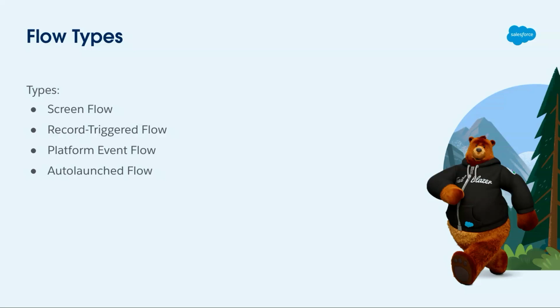There are also different flow types. You can cover front-end problems with screen flows. Also, you can handle different processes, like with platform event flows. Or there could be autolaunched flows, which are dependent on time. And basically, you can operate on the records with the help of record-triggered flows.